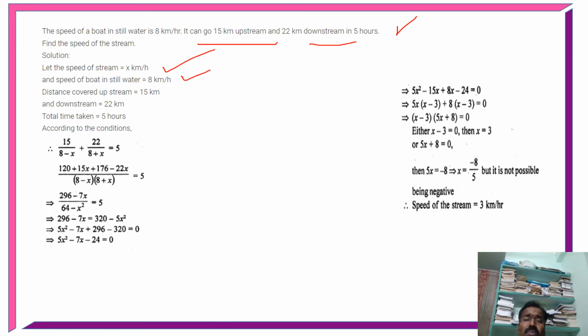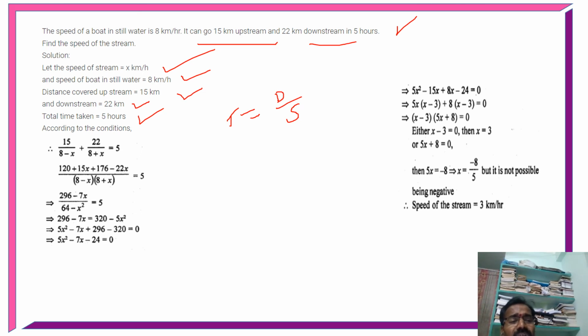The speed of the boat is 8 km per hour. Remember students, the speed of the stream is always less than the speed of the boat. If the speed of the stream is more, the boat will sink. In mathematics it is not applicable. So the speed of the stream should always be less than the speed of the boat. So the distance covered upstream is 15 km, downstream 22 km. Total time taken is 5 hours. So the time formula is distance by speed.